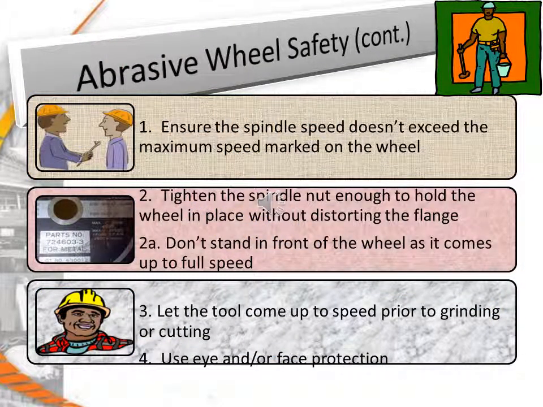Ensure that the spindle speed does not exceed the maximum speed marked on the wheel. Tighten the spindle nut enough to hold the wheel in place without distorting the flange. Don't stand in front of the wheel when it comes up to full speed. Let the tool come up to speed prior to grinding or cutting. Always use your eye and face protection when the wheel is operating.